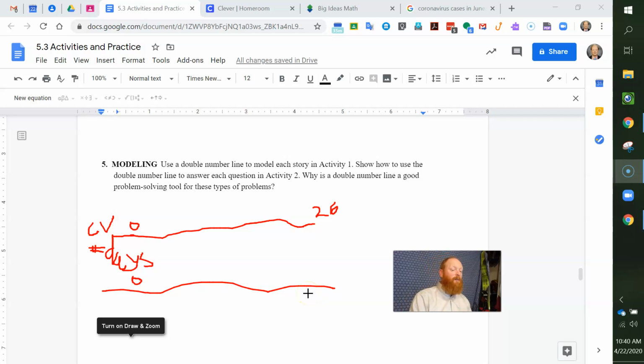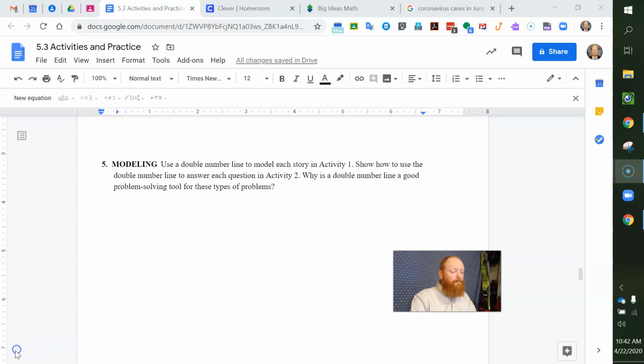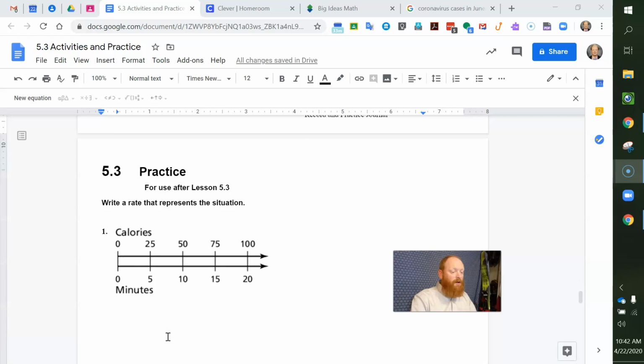Okay, so why is a double number line a good problem-solving tool for these types of problems? Well, what do you think? I mean, it can help us figure out the number of cases per people. It can help us figure out what might happen in the future, and where we go from there. Okay, so I am going to turn off draw and zoom, and it goes away.